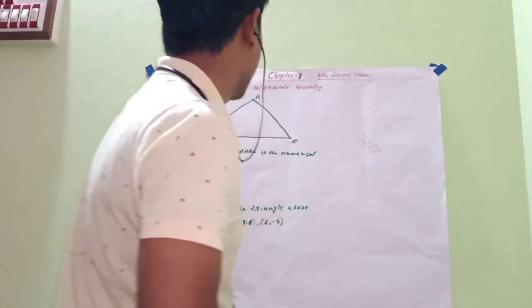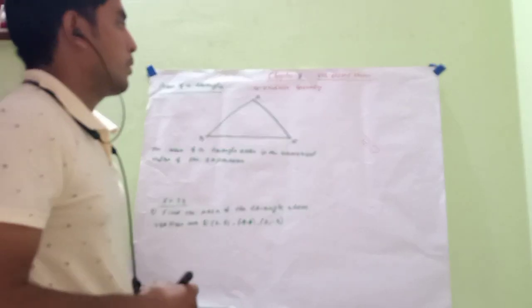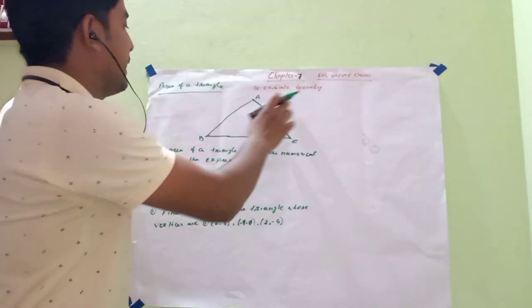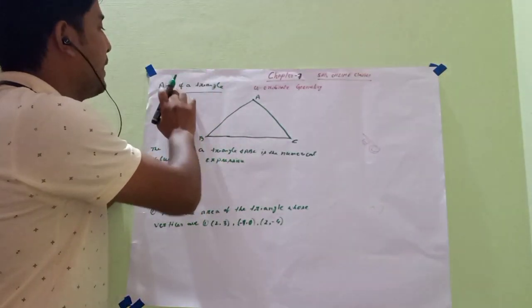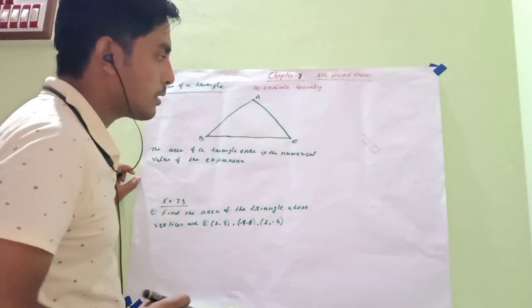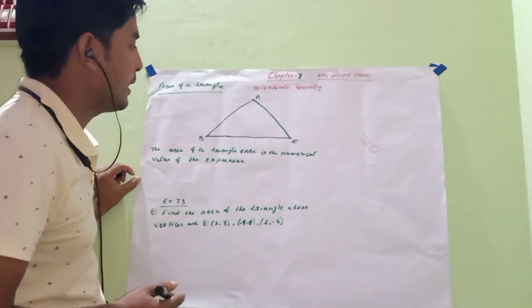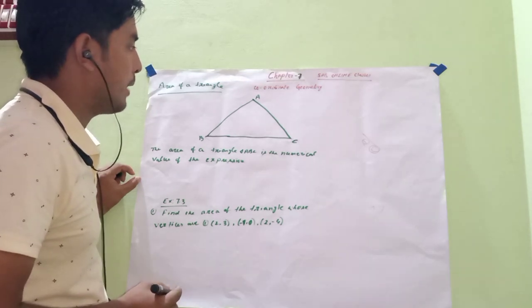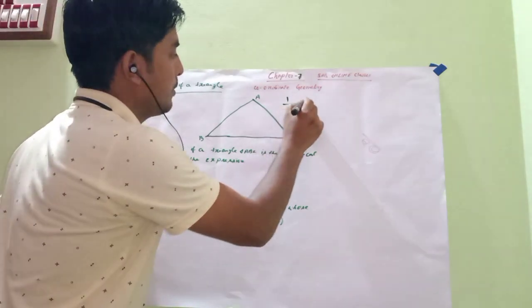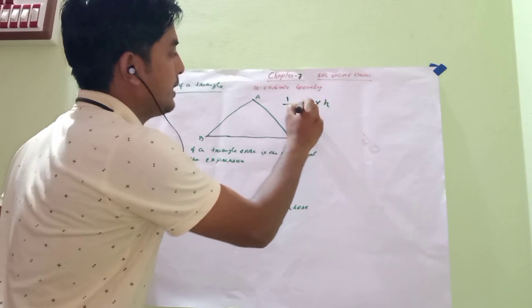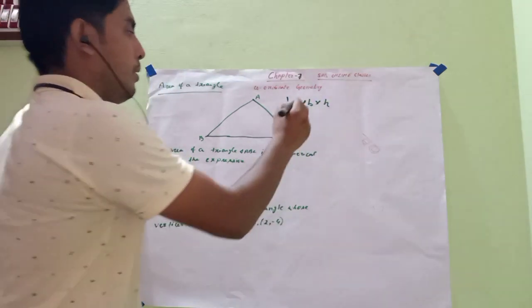Today we are going to learn coordinate geometry again, and today's topic is the area of a triangle. As all of you know, the area of a triangle can be found by using the formula half into base into height.